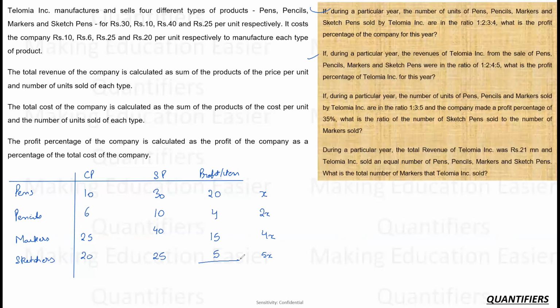Then what is the profit percentage? Now, what do we need to calculate profit? I need cost price. What do I need for cost price? I need to know the number of items manufactured. How do I get the number of items manufactured? That would be revenue upon sales price, right?